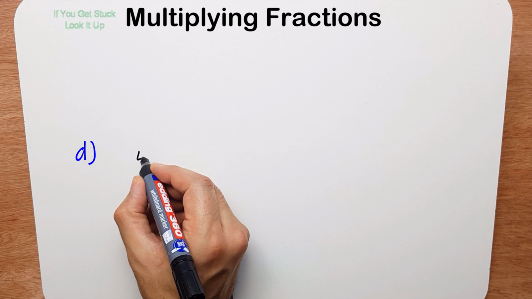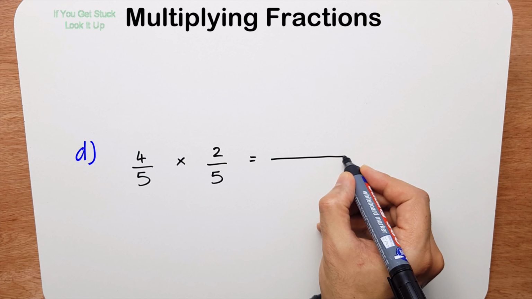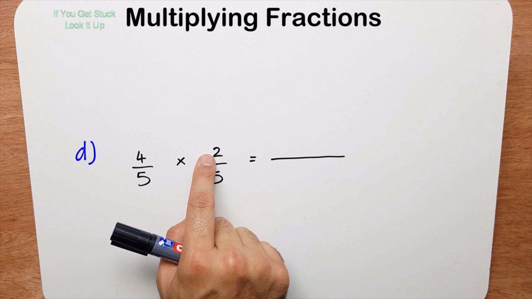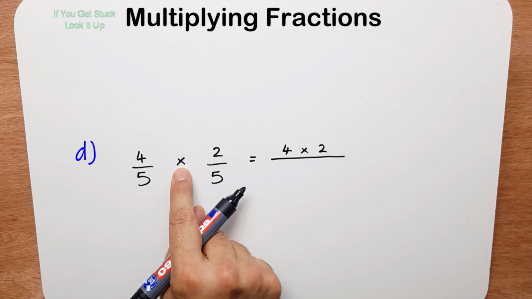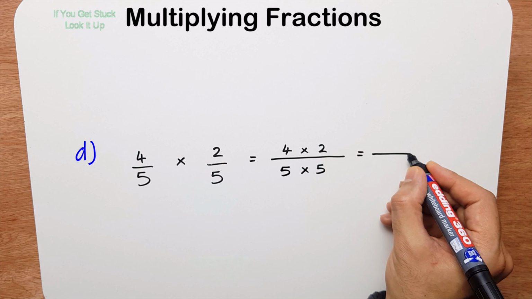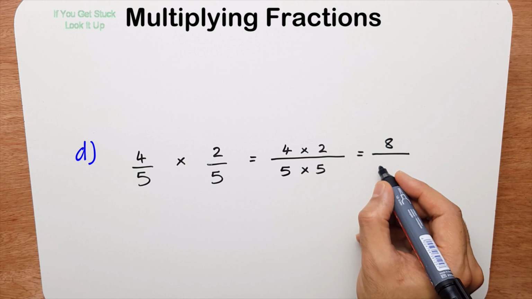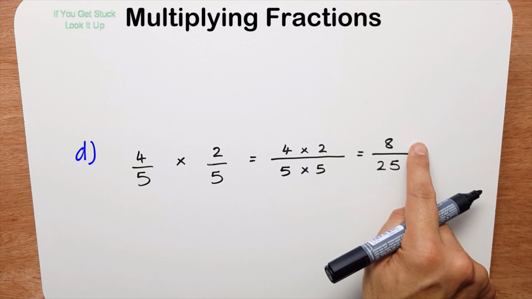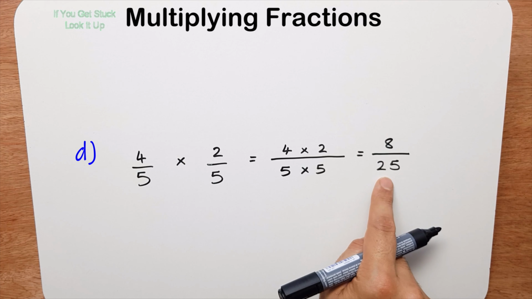Now the next question is 4/5 times 2/5. Fraction line. We multiply straight across. 4 times 2. 5 times 5. Fraction line. 4 times 2 is 8. 5 times 5 is 25. Now I can't simplify this any further. So 4/5 times 2/5 is 8/25.